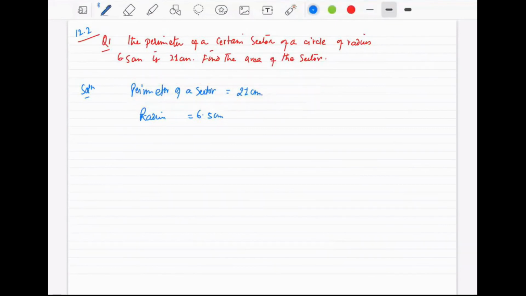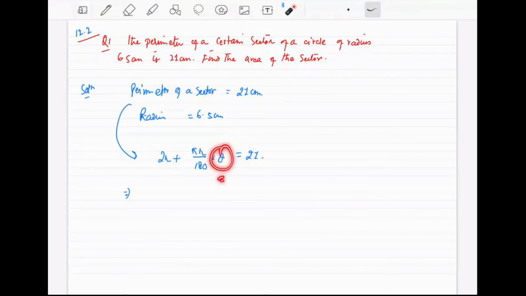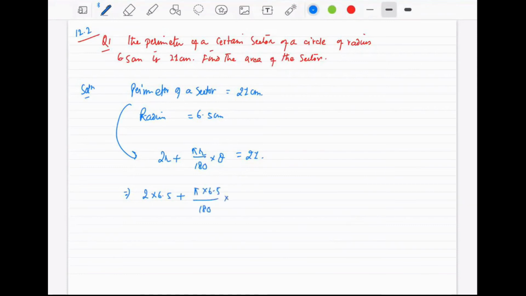So what was the formula for the perimeter of a sector? Perimeter of a sector was twice r plus pi r by 180 into theta. This was 21. Time to put in the value of r. We don't know this theta, we have to find this out. So twice r will be how much? 2 into 6.5, pi into 6.5, 180 into theta, 21. 2 into 6.5 is 13, pi into 6.5 by 180, let's keep it, into theta is equal to 21.